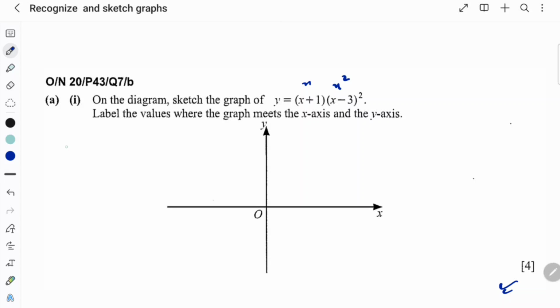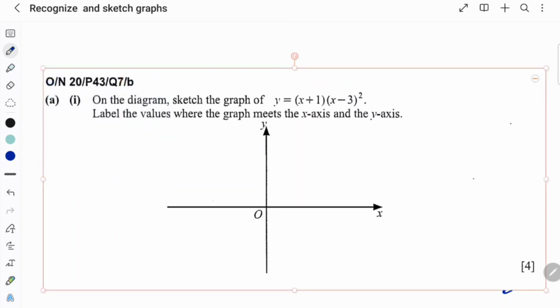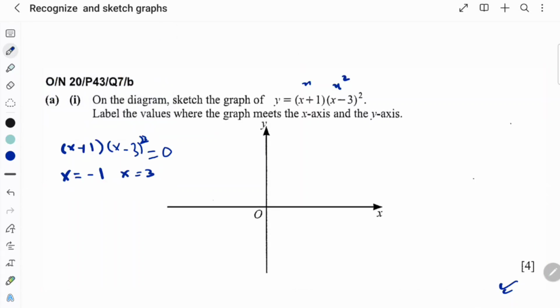So at y equals (x plus 1) and (x minus 3) squared, we are going to find the x-intercept. So x equals minus 1 and the repeated root is positive 3. So the curve will intersect at minus 1 there and positive 3.